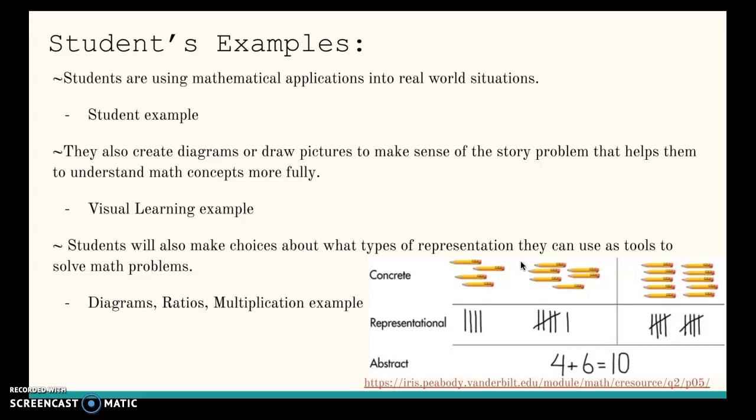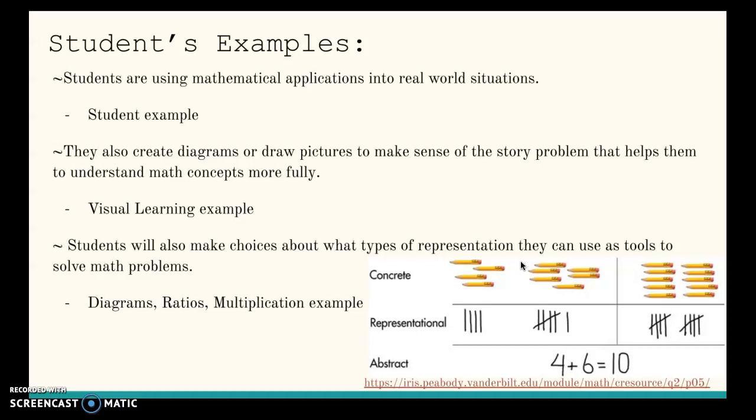They also create diagrams or pictures to make sense of the story problem that helps them to understand math concepts more fully. Many times students are visual learners, and so the math concept doesn't make sense to them until they see it drawn out in picture form. This helps them to understand the math problem they are working or calculating more fully.